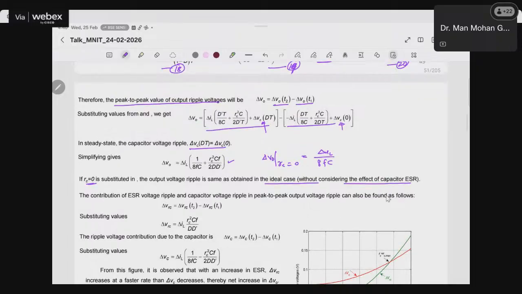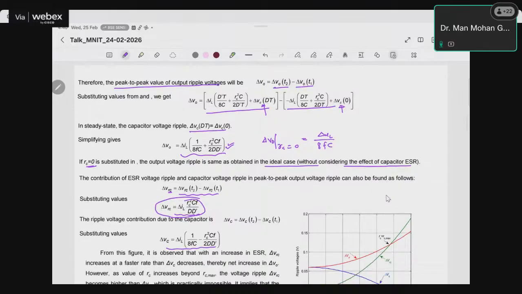Okay, but if we consider the RC, then this is the output voltage ripple. So that increases the total output voltage ripple, right? Similarly, we can also find it by taking the difference of the voltages at two time instants, t equal to t2 and t1. What is the net contribution of RC in this expression? The net contribution of RC is obtained by substituting the values of VRC at t2 and VRC at t1. So this is the total contribution to the peak to peak ripple voltage, and the contribution by the capacitor is this one, so that we can analyze.